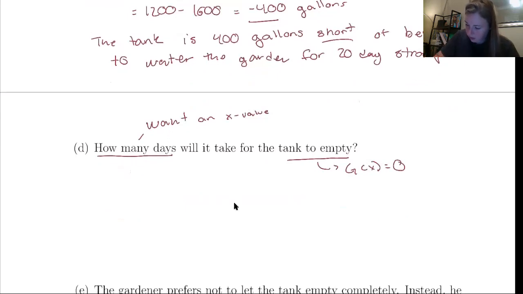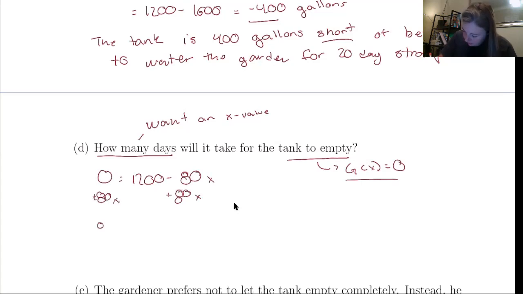So I want to find when G of X equals 0. That's going to be 0 equals 1200 minus 80x. So I'm going to add 80x to both sides. So I have 80x equals 1200. X is 1200 over 80, which is the same as 120 over 8.